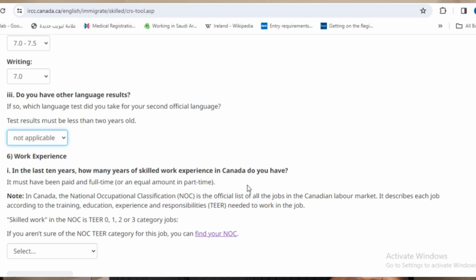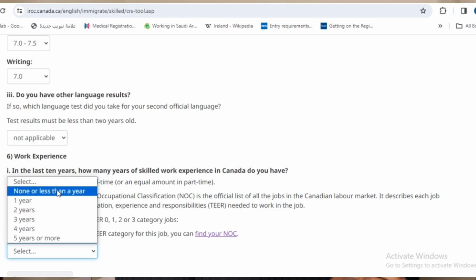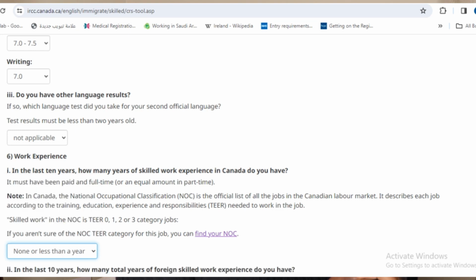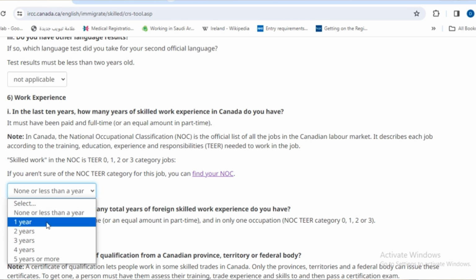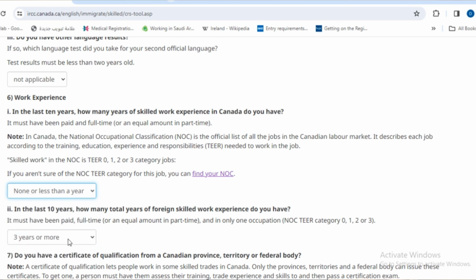How many years of skilled work experience in Canada do you have? Have you ever worked in Canada? If you have, you put the tier category of the job you did. But if you haven't, that's going to be none or less than 1 year. In the last 10 years, how many years of skilled work experience in Canada do you have? If you've ever worked in Canada, you put the years, but for me that's going to be none or less than a year.